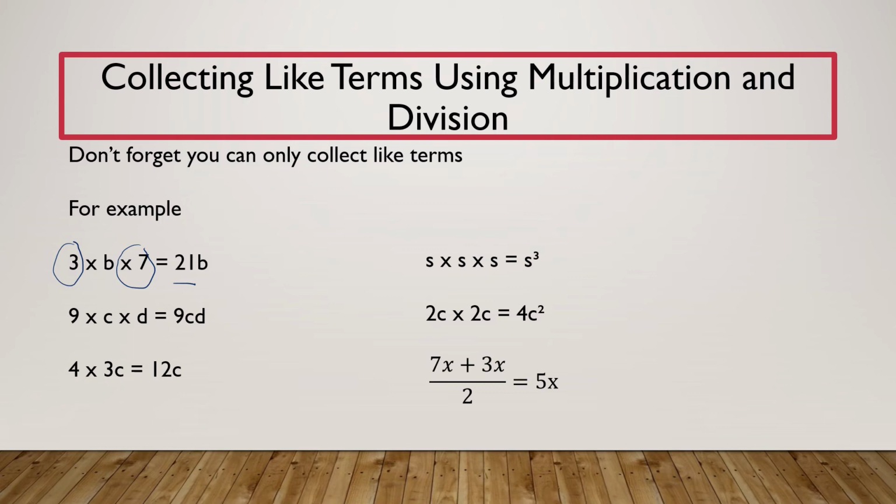s times s is s to the power of 3. 2c times 2c is 4c squared, because I've got my 2 times 2 is 4, and my c times c is my squared. Don't forget, line means divide, so 7x plus 3x gives me 10x divided by 2, which would simplify to my 5x.